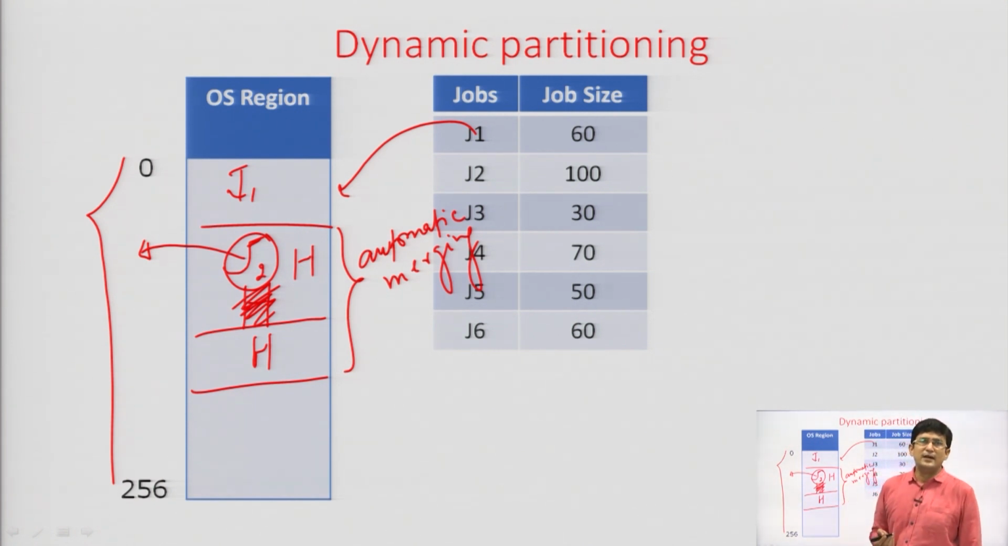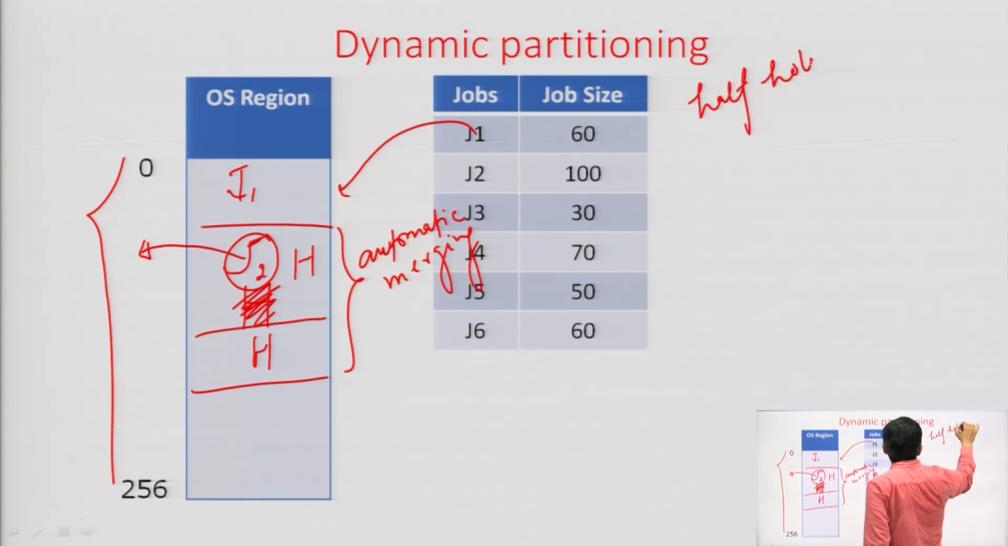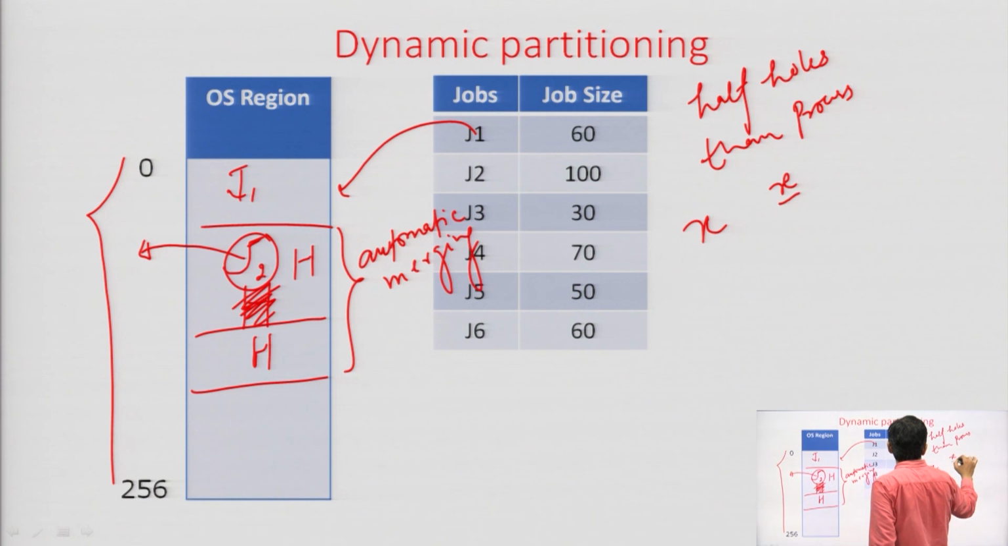You can see this as an advantage also, that when holes are created, we accumulate the nearby holes to reduce the number of holes. If we are doing this kind of operation where automatic merging takes place, on an average it has been seen that there will be half as many holes as processes. Let us say there are x processes, then there will be x by 2 holes.